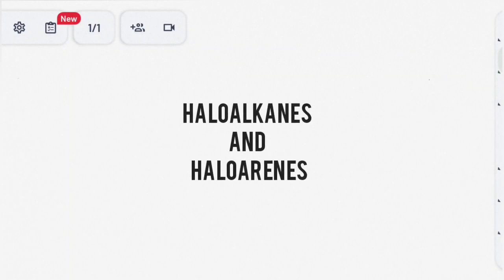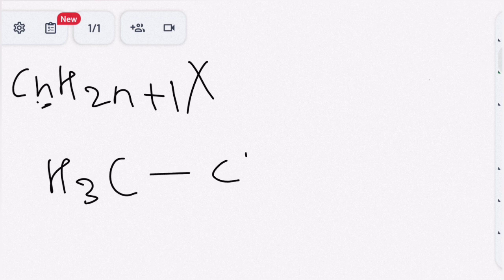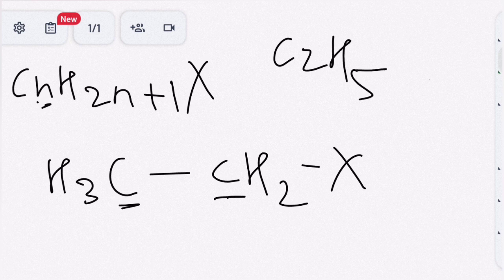We will look into the chapter haloalkanes and haloarenes. So the general formula of haloalkanes is CnH2n+1X. Here n is the number of carbon atoms. So for example, CH3CH2X. If we take the value of n as 2, then H will be 5 and X, so C2H5X.